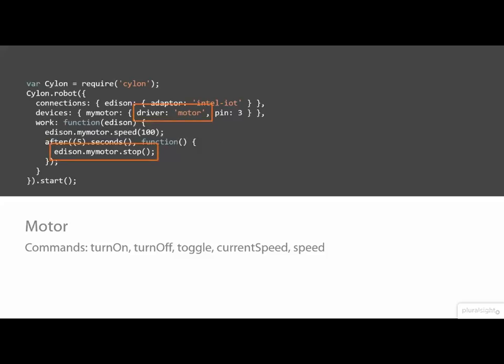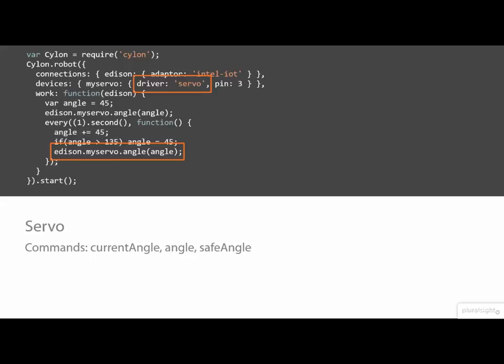The motor is pretty straightforward. Like the LED, it's helpful to have more meaningful command names like turn on, turn off, toggle, and speed. Servos are motors with a construction such that they're good at moving incrementally. They're good for actuating robot limbs, opening doors, and controlling visual indicators like the speedometer on your car. The commands in the servo driver allow for easily setting the desired angle, checking the current angle, and even checking an angle to see if it's a safe one for the motor. And that does it for a quick tour of the basic GPIO drivers.